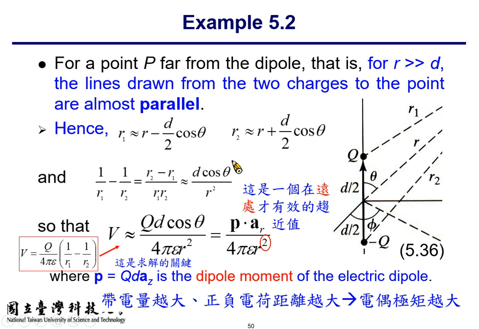This is the exact form, so you have the equal mark. But you can apply the approximation of R1 and R2, and you end up with this expression. The difference between 1 over R1 and 1 over R2 is d cosine theta divided by R squared. So here is the sum of the two.